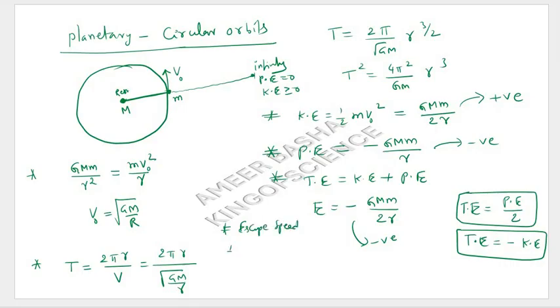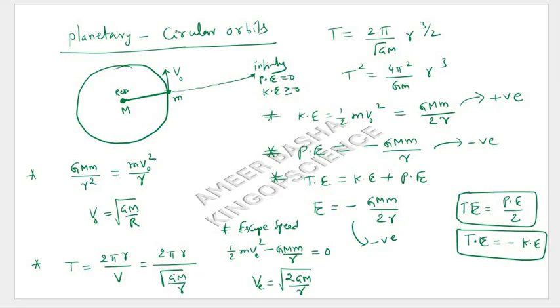Kinetic energy is half mv square, potential energy is minus GMm by r. Kinetic energy and potential energy are both 0 when it goes to infinity. So from here the escape velocity will be square root of 2GM divided by r. With this I can calculate the escape velocity. Okay. This orbital velocity, escape velocity, time period, and energies are all important to solve the problems.